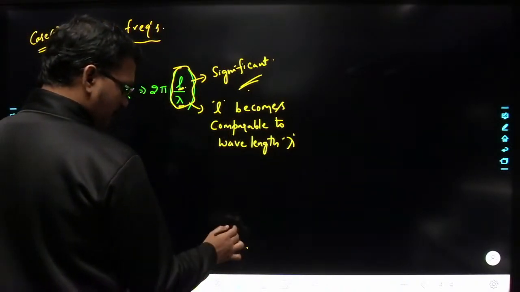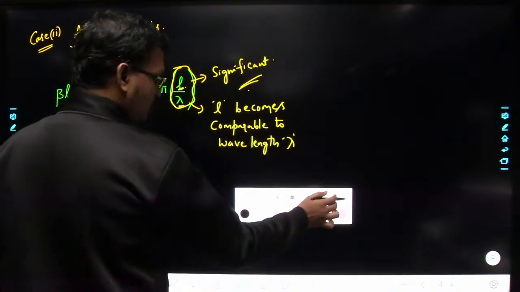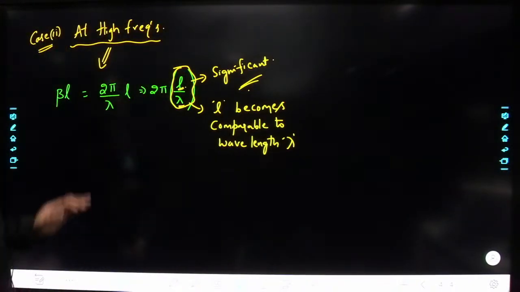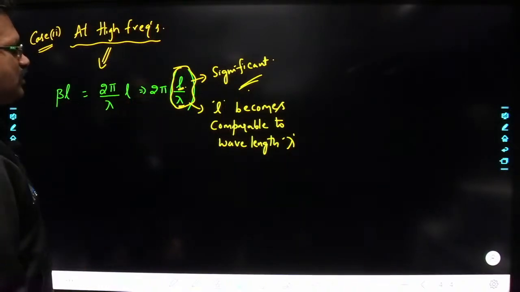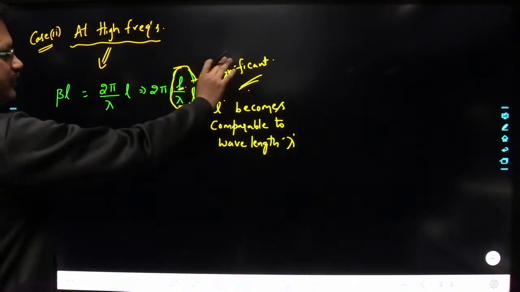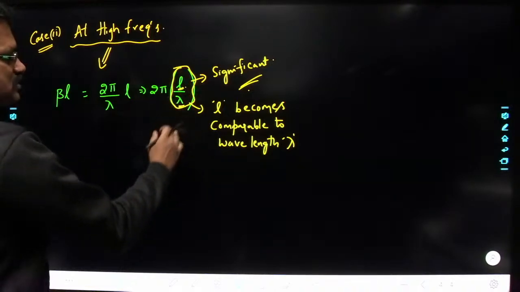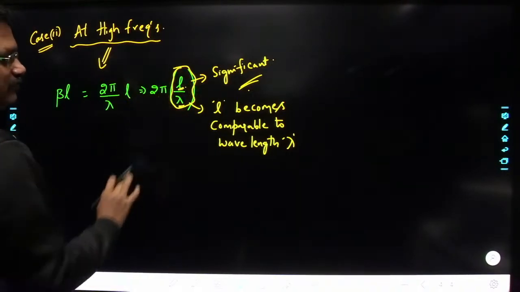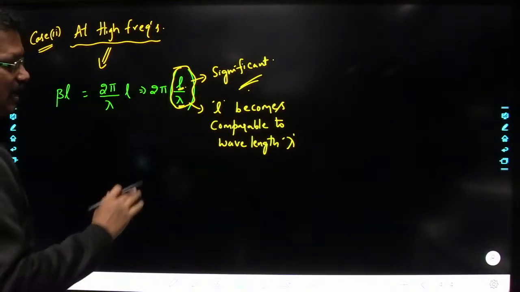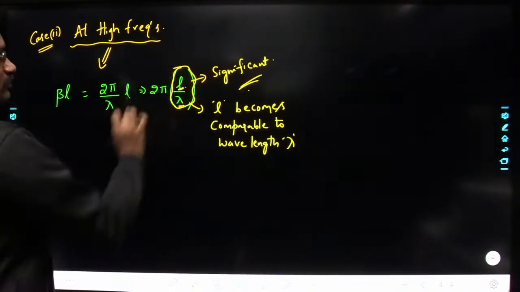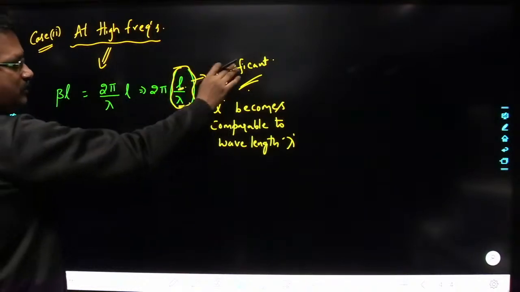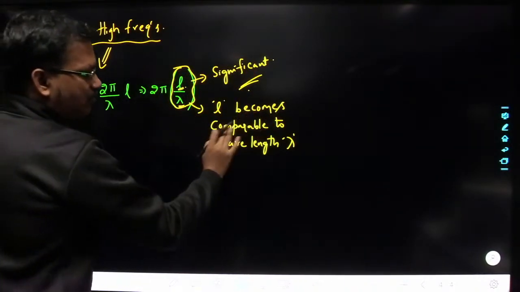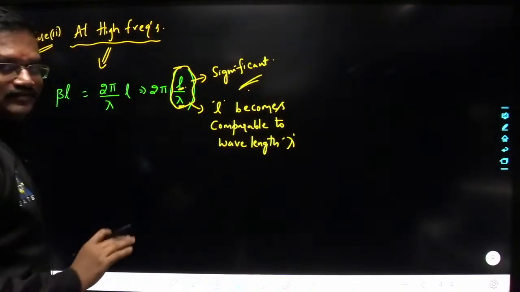I will take one problem here, then it is going to be crystal clear. So beta L is equal to 2 pi into L by lambda. This L by lambda ratio will become significant. Why does it become significant here? At high frequencies, lambda value will be very less, and hence this L by lambda ratio will become significant. What do you mean by L by lambda ratio significant? It means L becomes comparable to wavelength lambda.